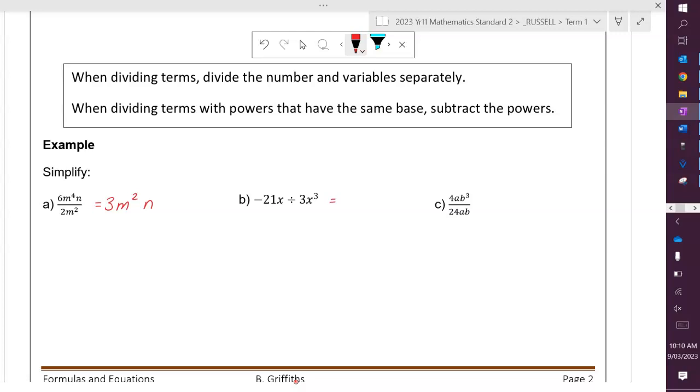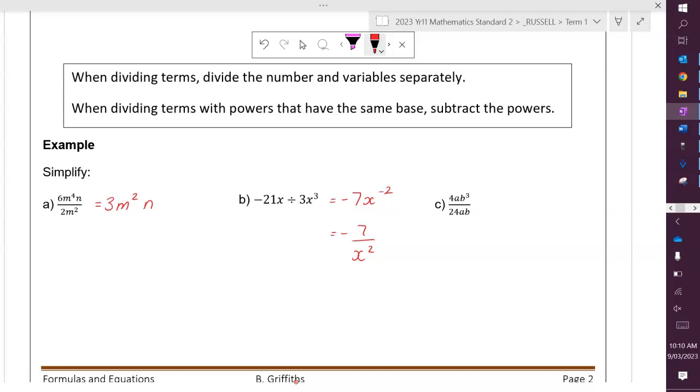With this one here, I have negative 21x divided by 3x cubed. So negative 21 divided by 3 is negative 7. And then I picture this as being x to the power of 1, but we just don't write it because it's part of our invisible maths. 1 take away 3 gives us negative 2. If you wanted to write that without a negative power, that can be negative 7 over x squared. So that's going into some of our negative indices work as well.